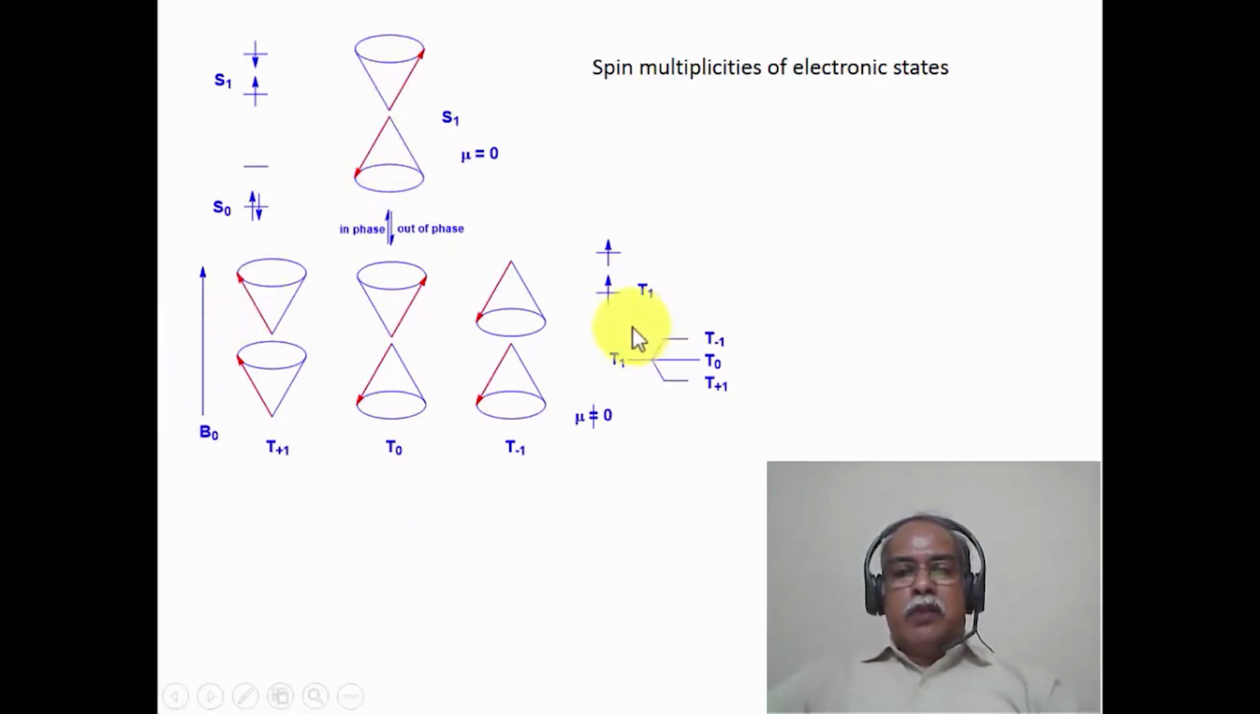On the other hand, when the 2 spins are parallel, there are 3 possible orientations with respect to the external magnetic field. Both of the spins can be parallel with respect to the external magnetic field. This is one state, called the T plus 1 state.